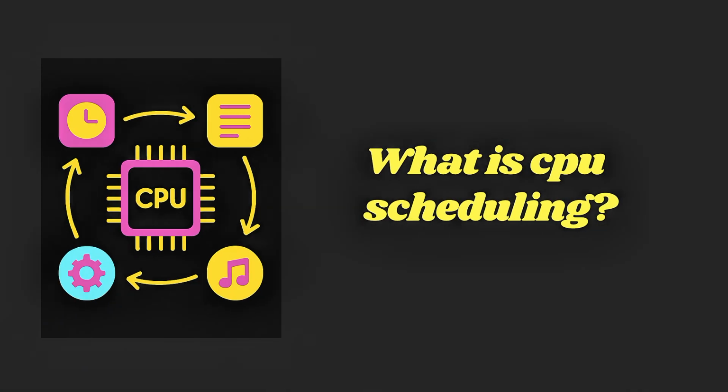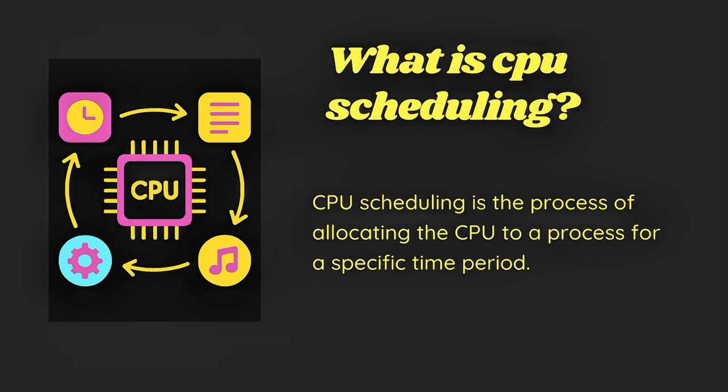Now, let's begin by understanding what CPU scheduling is. CPU scheduling is the process of allocating the CPU to a process for a specific time period. Since the CPU can only handle one process at a time, the operating system must make this decision quickly and wisely. This is especially important when multiple processes are waiting, like students raising their hands in class. The OS decides who gets to speak first.